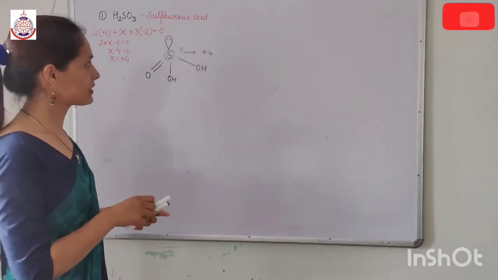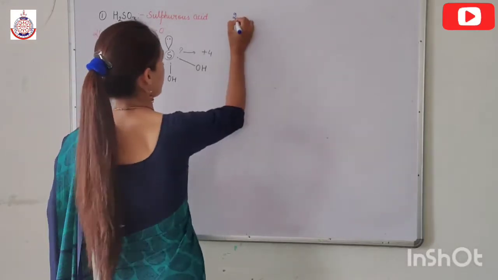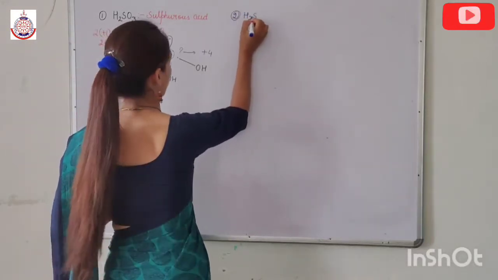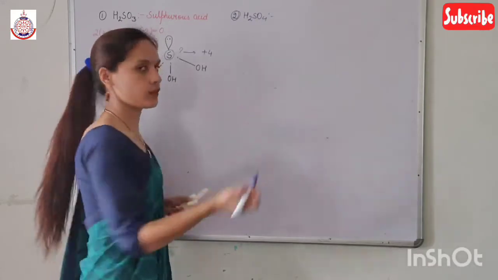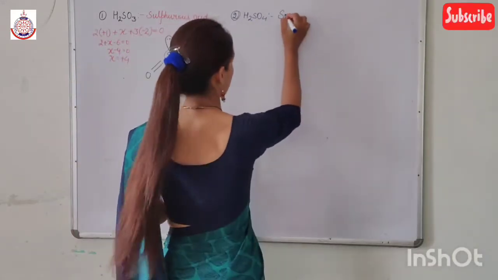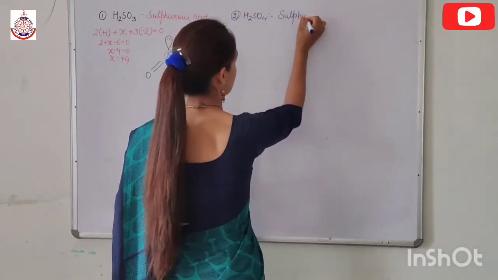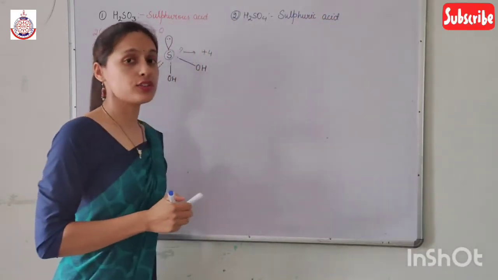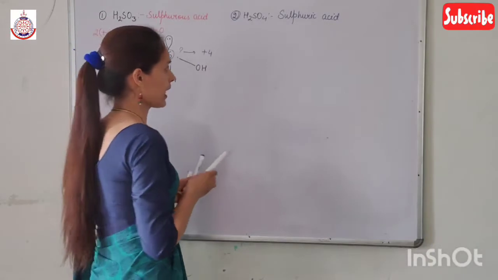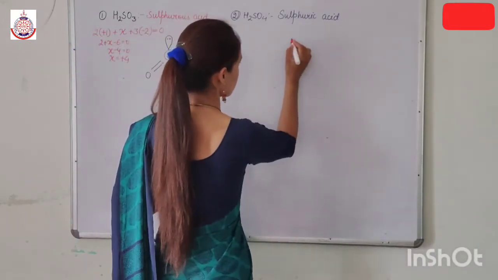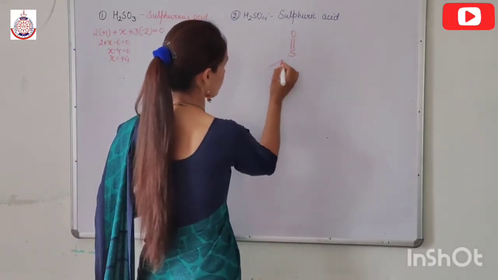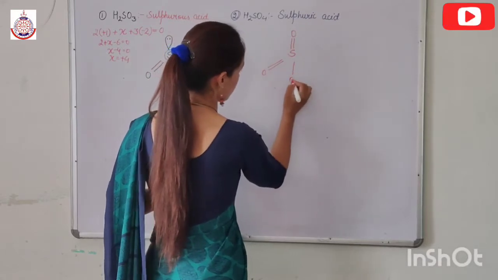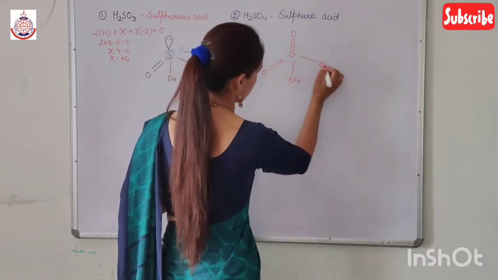Now we'll move to our second member, that is H2SO4. The most common oxo acid of the sulfur, that is sulfuric acid. Now, if I draw the structure of sulfuric acid, it becomes S, double bond O, single bond OH, single bond OH.